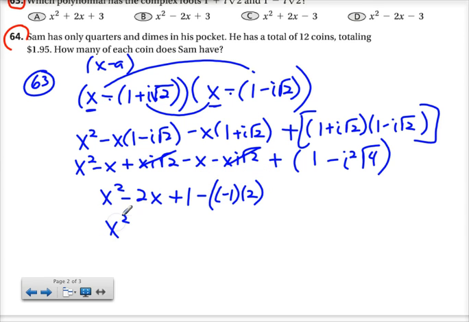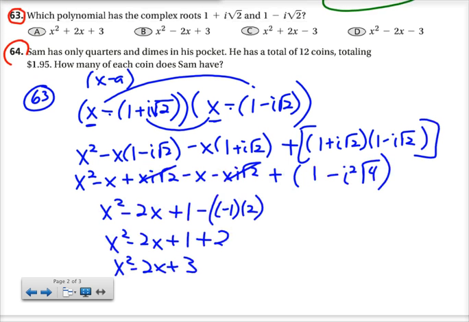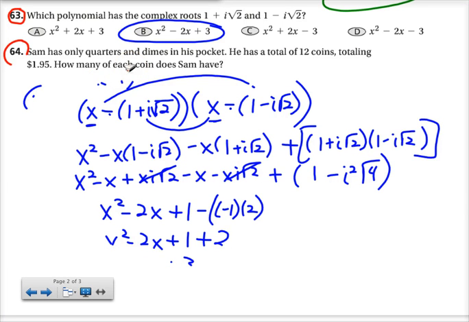So this will be x squared minus 2x plus 1 plus 2, which is x squared minus 2x plus 3. So we go back up, since this was multiple choice, x squared minus 2x plus 3. So that's the polynomial that has those complex roots. And like I said, hopefully you're better able to follow along with this now. This is the second time I've given you a challenge problem like this, and hopefully it's going better.